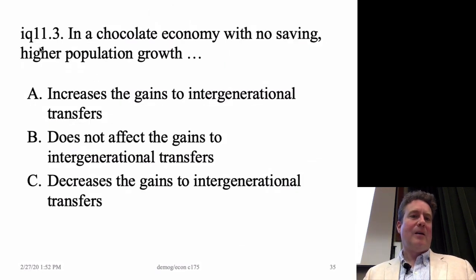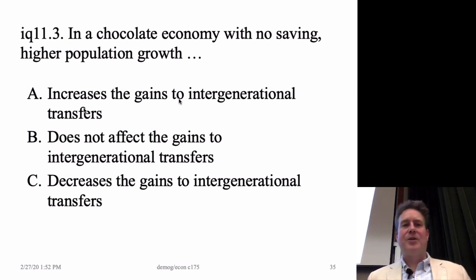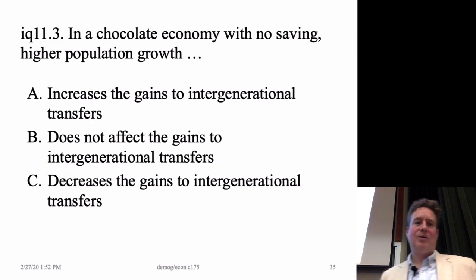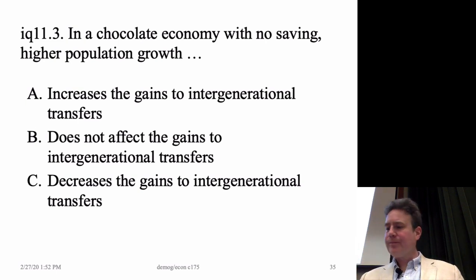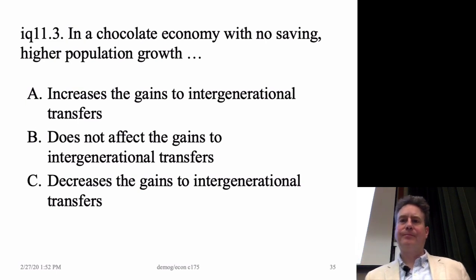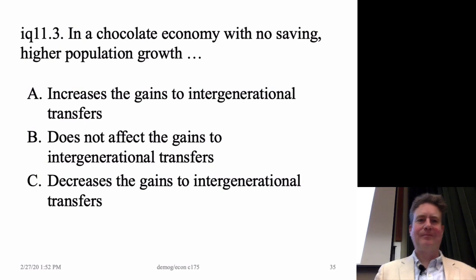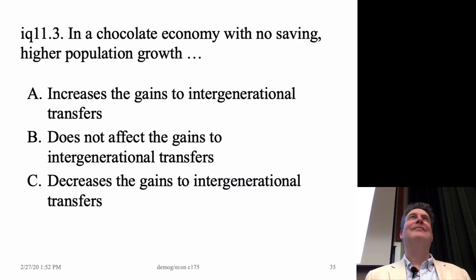Okay. So here's another iClicker question. We've got 8 minutes left. Why don't we do this? In a chocolate economy with no saving, if you have higher population growth, does it A, increase the gains to intergenerational transfers, or does it not affect the gains, or does it decrease the gains to intergenerational transfers? Please go ahead and discuss with your friends.